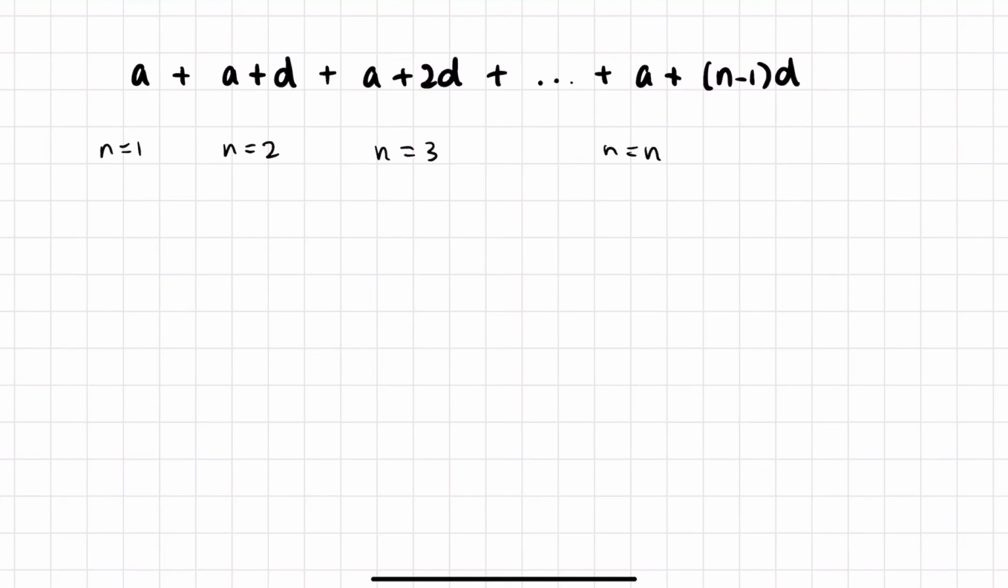Another way we could write this, just to get into the habit of using some notation, is this would be your T1, so that's your first term, this is your T2, this is your T3, and this would be your last term, Tn. And this is actually the first formula that we have, which is this Tn guy.